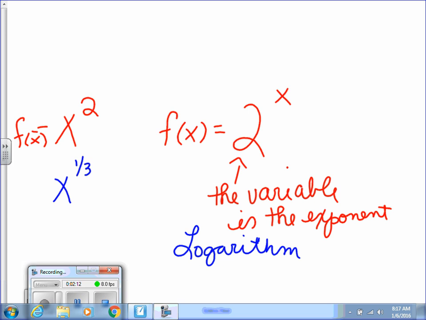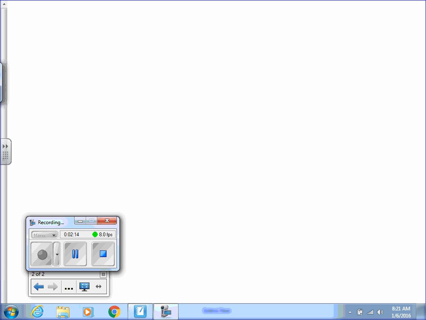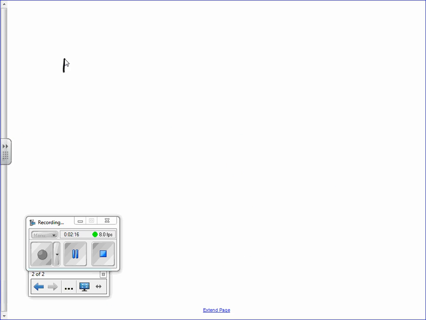Say that we have y equals b to the x, okay? And y and b are numbers, and I'm looking for x, okay? So this is an exponential function. You can change it to a log function to be able to solve it.